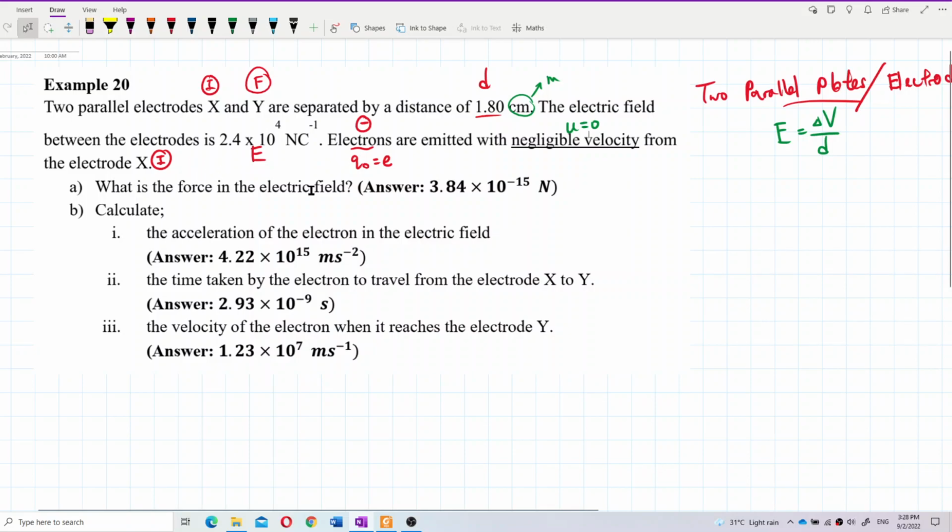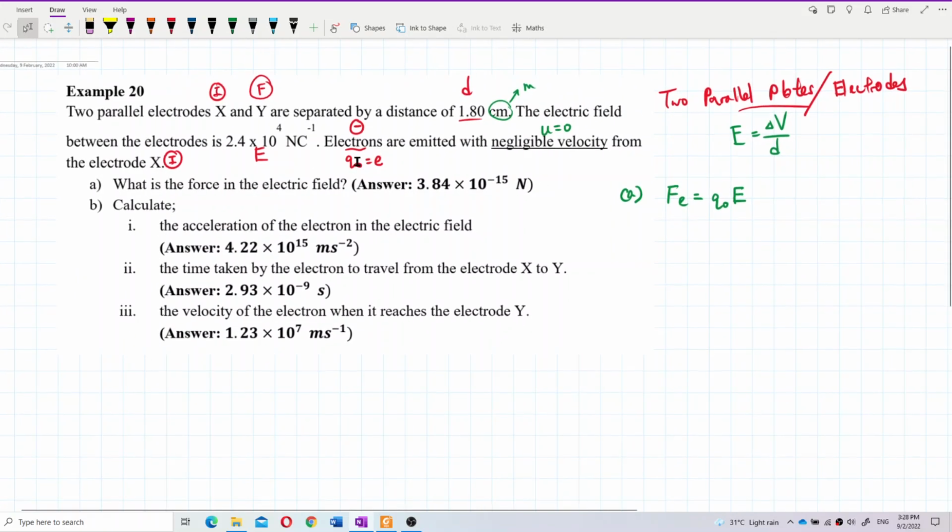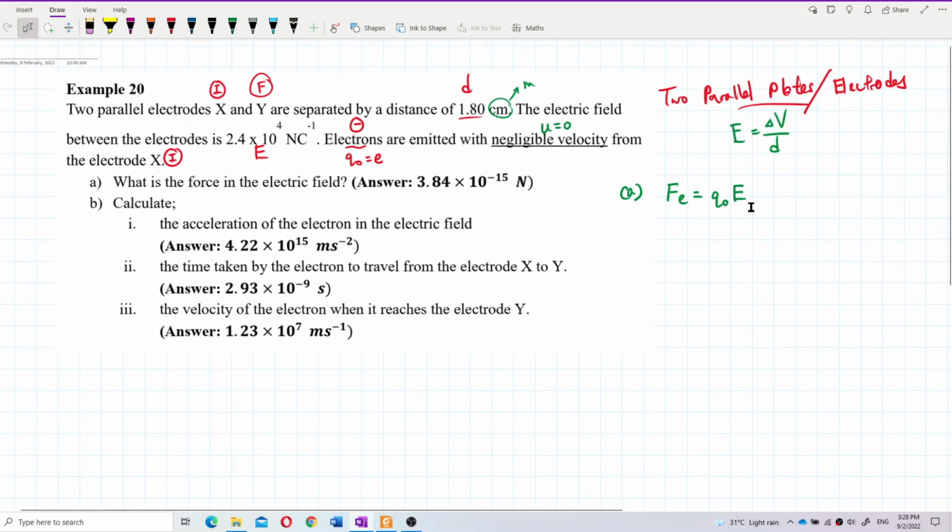So what is the force in the electric field? Let's calculate the force. The electric force is Q0 E. I already have the E, and Q0 is the electron charge. Remember, I just want the magnitude of it.